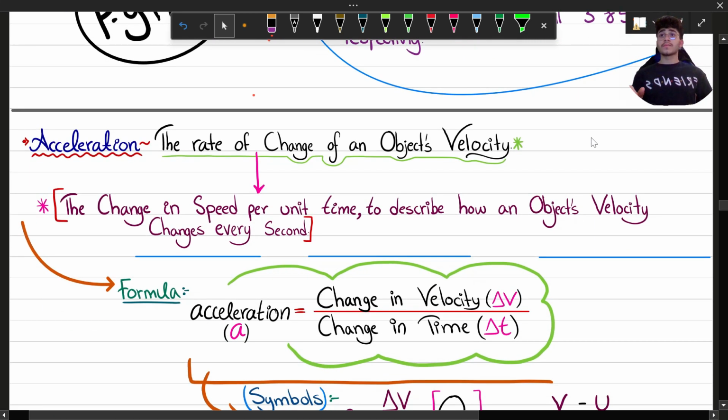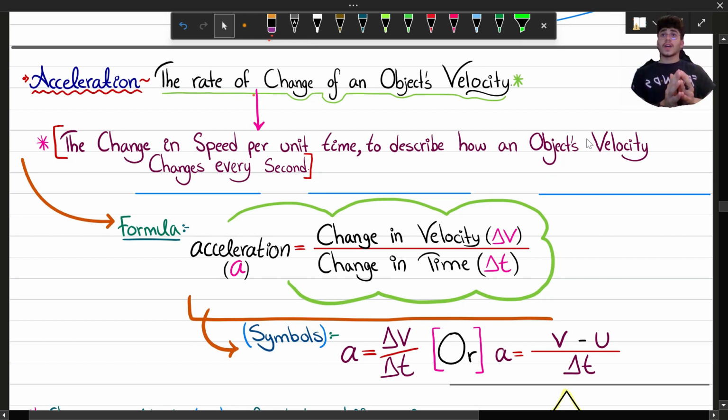That's all about velocity. Acceleration. Acceleration is an extract from velocity. It's the rate of change of an object's velocity. So the change in speed per unit time to describe how an object's velocity changes every second. Velocity is distance over time. How is this velocity changing over time, every second? This is its acceleration. So velocity is rate of change of speed in a direction. Acceleration is rate of change of velocity in a specific amount of time.